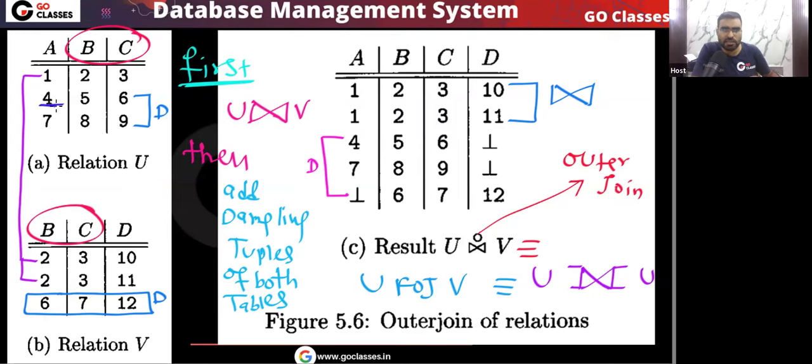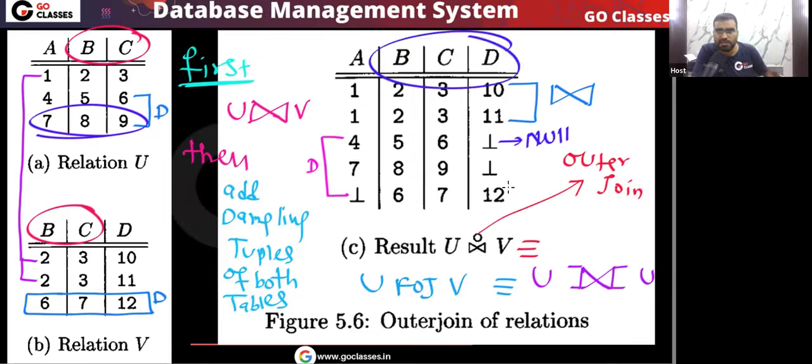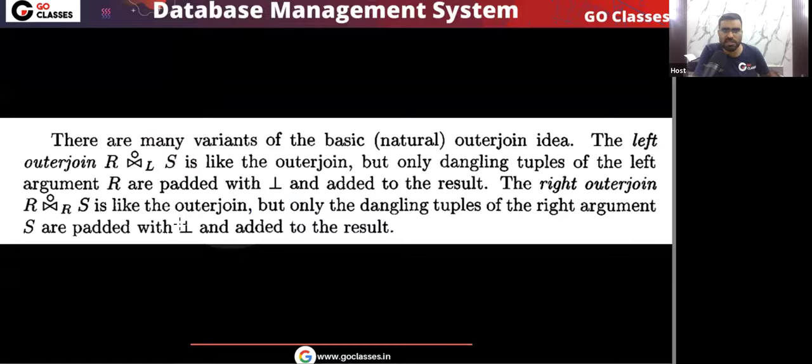For example, this is the dangling tuple 4, 5, 6. You will add this dangling tuple 4, 5, 6, and in the last column you will put null. Similarly, 7, 8, 9, and in the remaining column you will put null. Similarly, this is 6, 7, 12 in BCD, you will add, and in the remaining column you will put null. So this is your full outer join. From this example, you can easily understand. I hope this is clear to everyone.